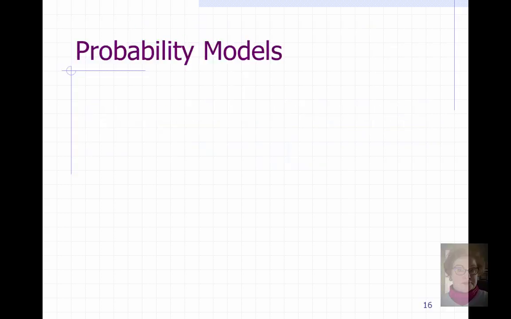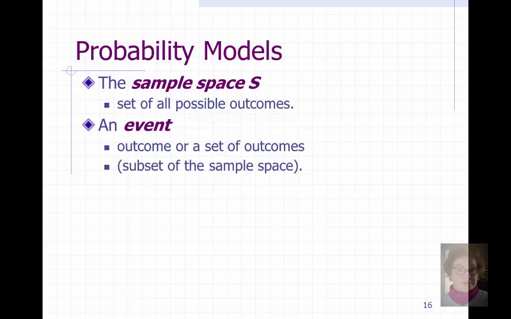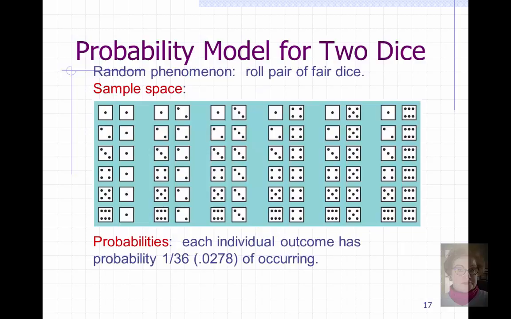Again, let's review some probability models. Remember, S stands for the sample space, which is all possible simple outcomes, simple events. The event is what you're interested in happening, so it's one outcome or a set of outcomes, and it's a subset of the sample space. Then that brings us to the probability model, which is a mathematical description of the regularity of the way we can assign probabilities to the events in the sample space.